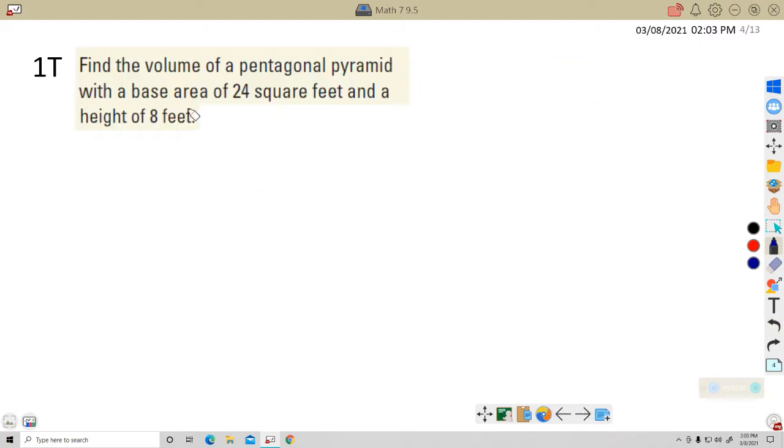Try this one. And again, they give us a base area. Okay, they're saying it's a pentagon. They're giving you the base area, so you just kind of have to apply those same steps. Multiply base times height and divide by 3. All right, pause the video if you need to. Otherwise, I'm going to move on to the next screen.